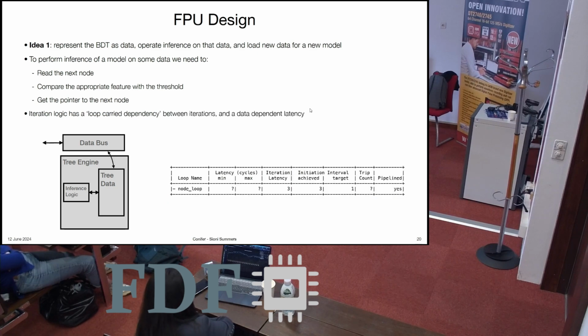And now the iteration logic, compared to what we were doing in the previous examples, has what is called a loop carried dependency in the jargon, and also a data-dependent latency. So in our HLS reports, we get an unknown latency for how long it takes to do an inference, because it depends on the structure of the data itself. But we have an interval of 3 for the loop, because we have to do a read, a compute, and then another read.